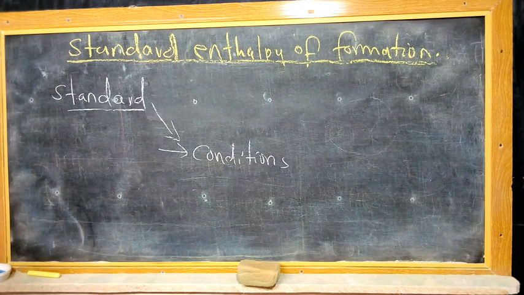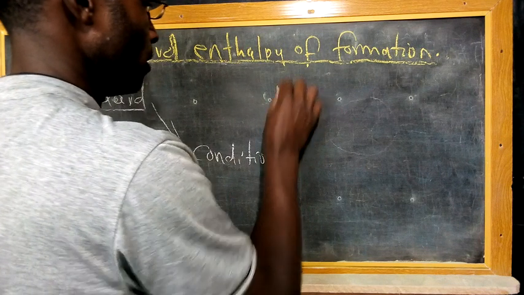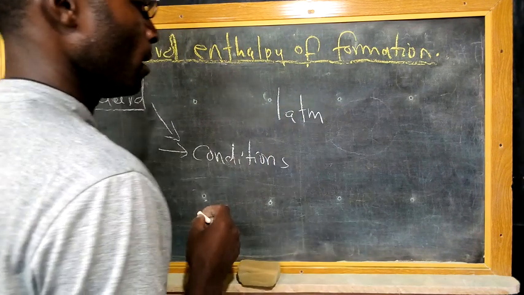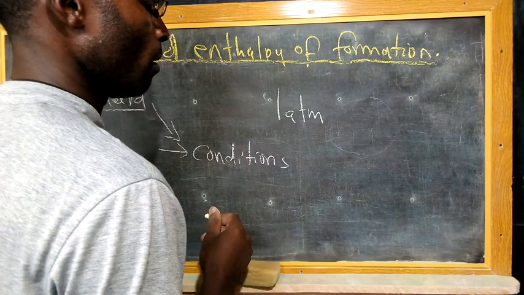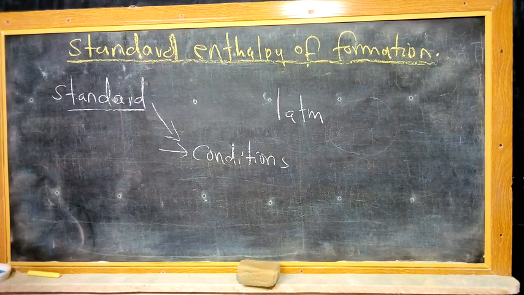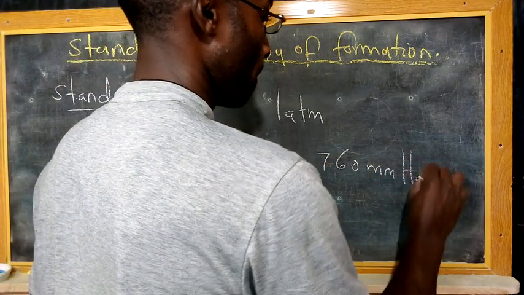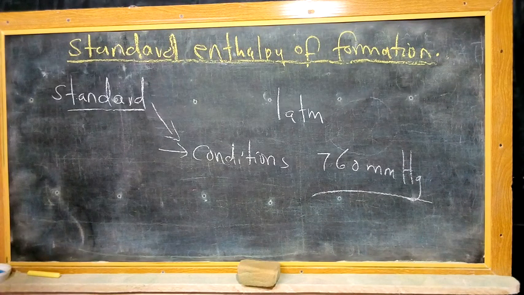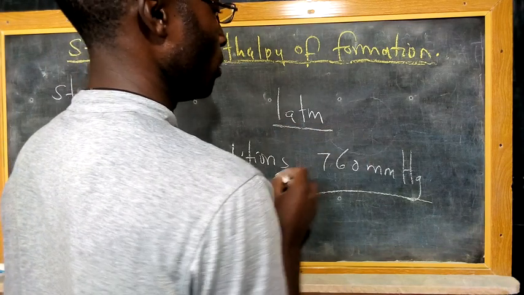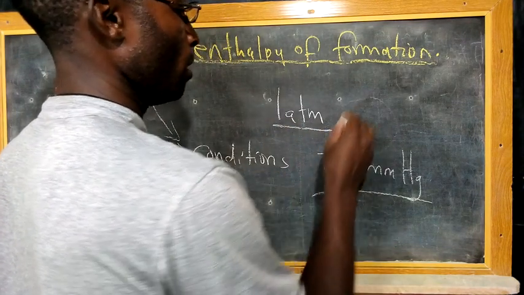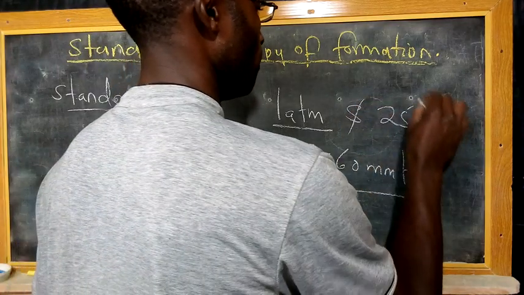Of course, this is what we're going to use here. So normally we know that the standard conditions in chemistry entail a pressure of 1 atmosphere. Pressure is measured using a barometer, which is an instrument used to measure atmospheric pressure, at a height of 760 millimeters of mercury. Of course, this is where we measure atmospheric pressure. So the conditions we are talking about are 1 atmosphere and 25 degrees centigrade.